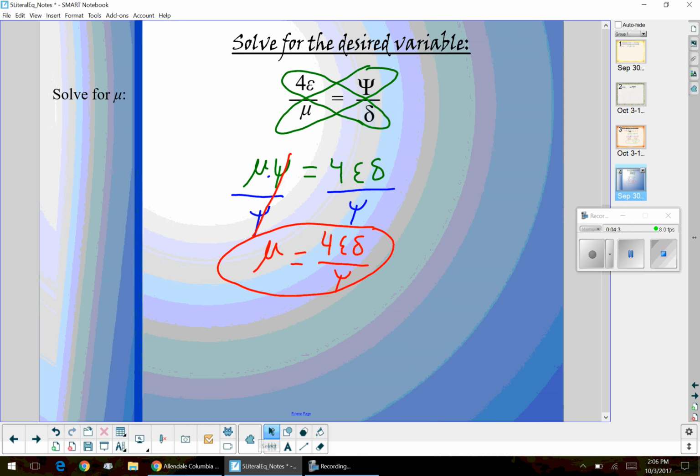It's a nice quick way to get mu out of the denominator. It's tempting to try to get rid of the 4 epsilon, but if I get rid of the 4 epsilon, then I still end up with 1 over mu, and I don't get mu by itself like I do when we cross-multiply. So that's going to be the tactic we want to take for this one.